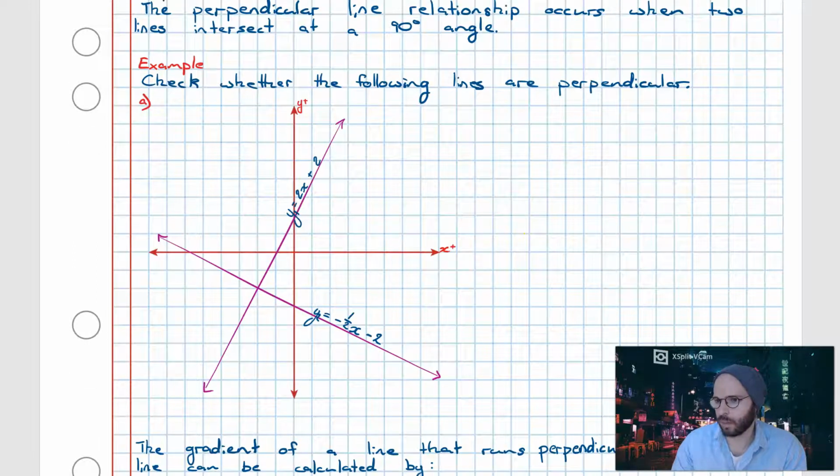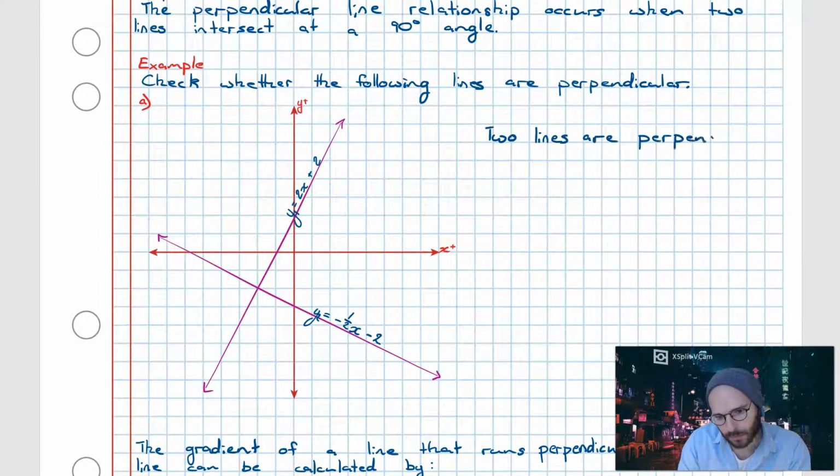Now, the way in which we check for this is we have a rule, much like we do for the parallel line check. What we can say is that two lines are perpendicular if the multiplication of gradients m1 and m2 is equal to -1.